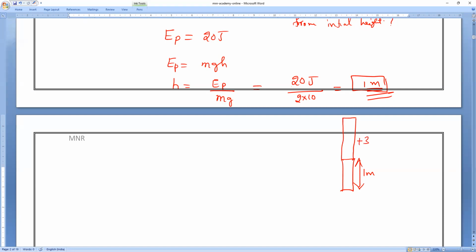From there it has been taken to how many meters? 3 meters. Means 1 plus 3, so the total height is how many meters now? 4 meters. So then what is the new potential energy they are asking?